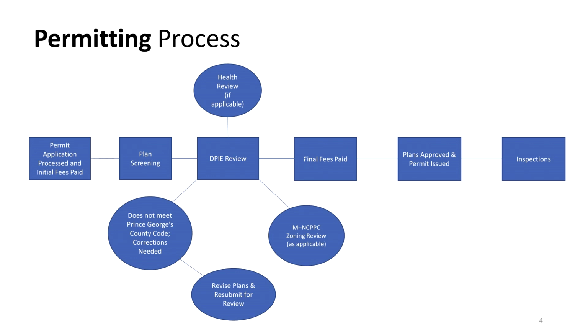Once all reviews have been approved, final fees are assessed, which consist of the final 50%. Please note that all fees will have a 5% technology fee added to the fee balance. Once fees have been submitted and wet seals and signatures are dropped off to DPIE, the plans are stamped and released and a permit is issued.